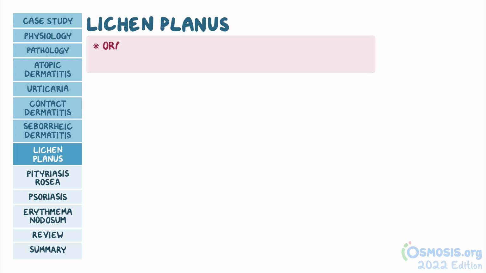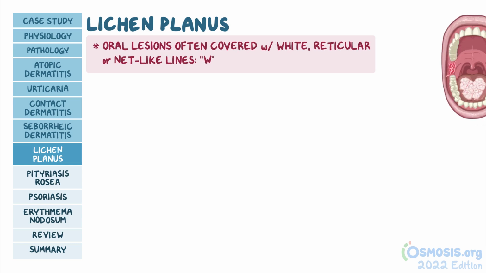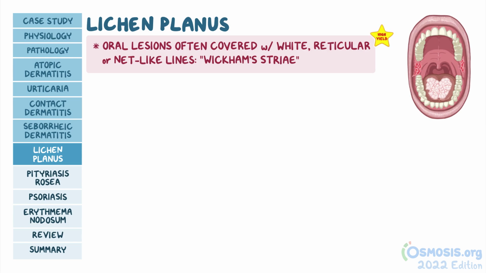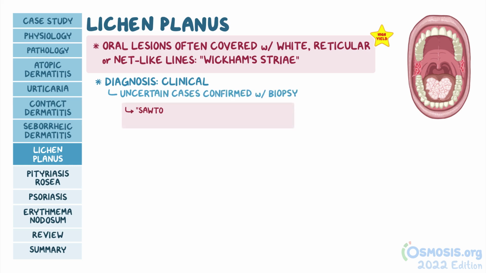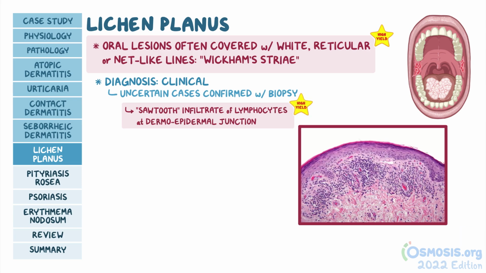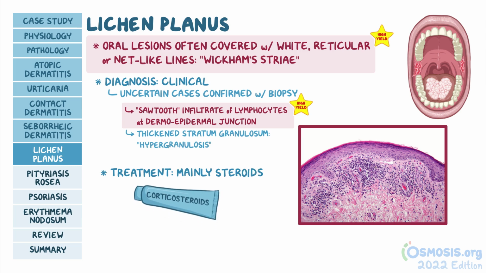In addition, oral lesions are often covered with white, reticular, or net-like lines called Wickham's striae. Diagnosis is clinical, but in uncertain cases, it can be confirmed with a biopsy that shows a classic sawtooth infiltrate of lymphocytes at the dermo-epidermal junction and a thickened stratum granulosum, or hypergranulosis. Finally, treatment is mainly with steroids.